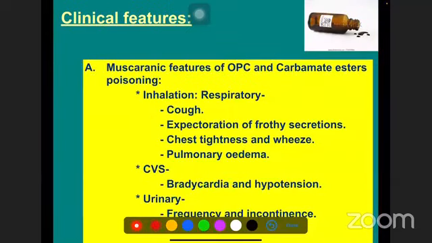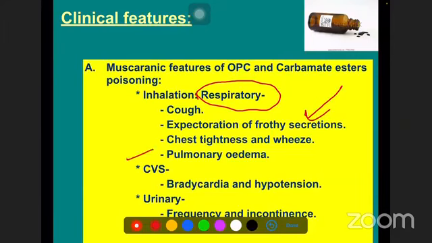But what occurs in other systems? In the respiratory system, it causes cough, increased secretion from the bronchial tree leading to frothy secretion, increased chest tightness and pulmonary edema, which leads to oxygen deficiency in the body as well as respiratory failure. In the cardiovascular system, we know the muscarinic effect causes bradycardia, and ultimately there occurs hypertension. Severe hypertension leads to death. And in the urinary system, there occurs increased frequency and incontinence.